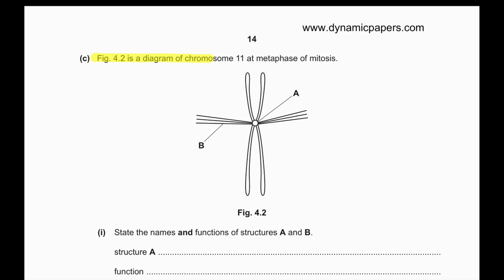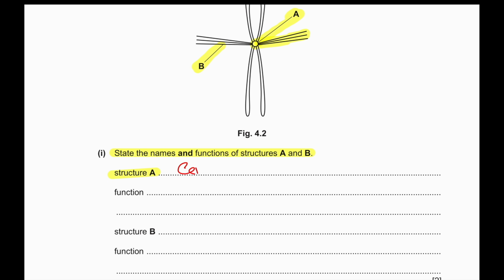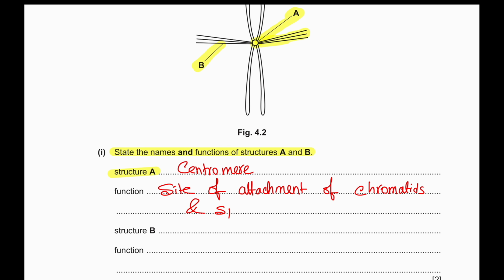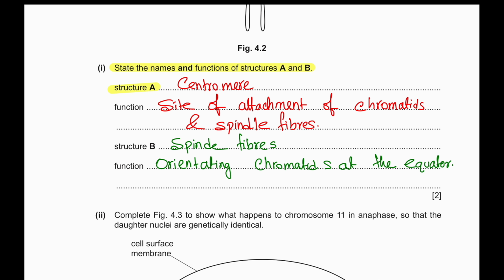Figure 4.2 is a diagram of chromosome 11 at metaphase of mitosis. We can see at the centromere, the spindle fibers are attached to the kinetochore, and B shows spindle fiber. Now, state the names and function of structures A and B. So, structure A is centromere, and the function is, it is the site for the attachment of spindle fibers, and also the site for the attachment of chromatids and spindle fibers. Structure B is spindle fibers, and the function for it is to orient the chromosome at the equator.